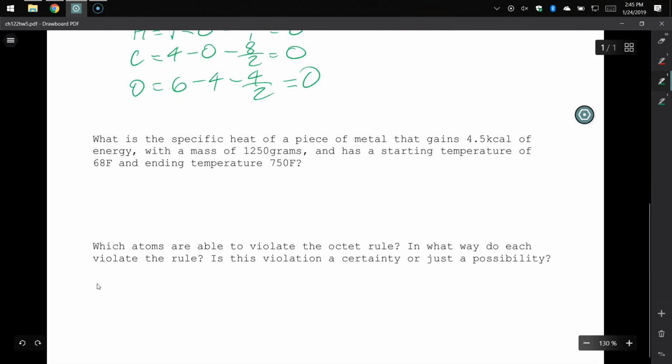All right, what's the specific heat of a piece of metal that gains 4.5 kilocalories of energy, with a mass of 1250 grams and a starting temp of 68 degrees? That was not nice. This problem will give you different answers if you do the math differently. That doesn't sound like it should be possible, but it totally is.